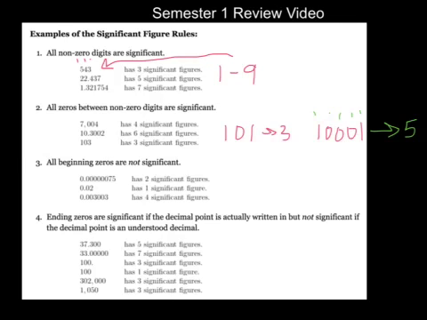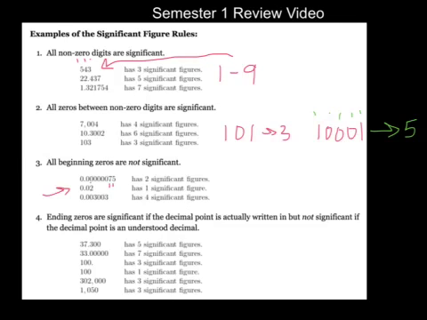Alright, now we go to rule 3. All beginning zeros are not significant. So once again, you can see the examples here. Okay, lots and lots of different zeros. Just know right here, 1, 2. We have 1 right here in 0.02.